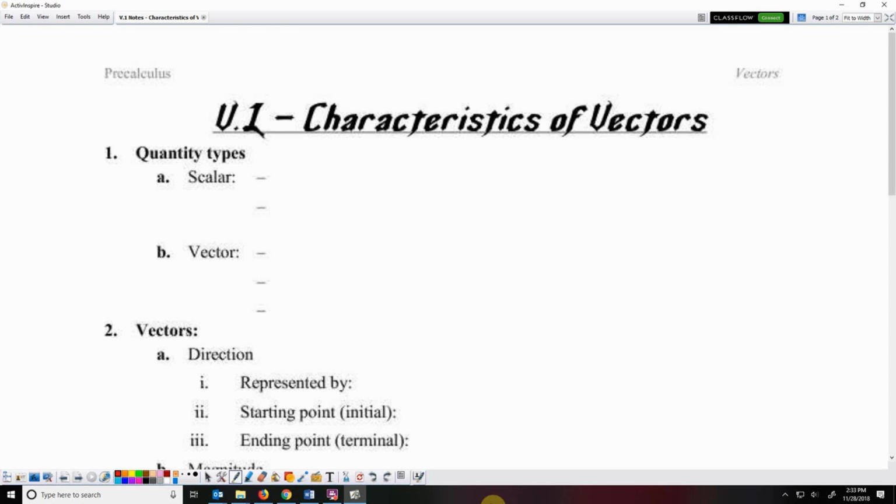Hey guys, welcome back. Today we are going to learn about some characteristics of vectors. So an introduction to vectors first, a couple different types of quantities. One is a scalar quantity. In a scalar quantity, you're talking about magnitude only, which means it is non-directional.